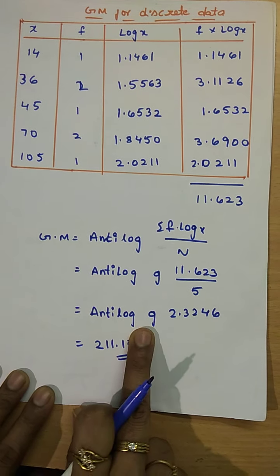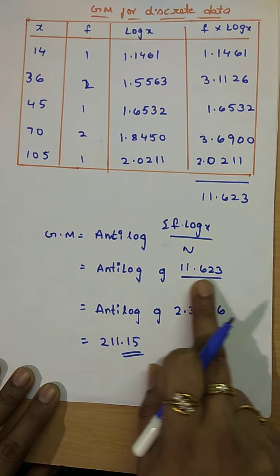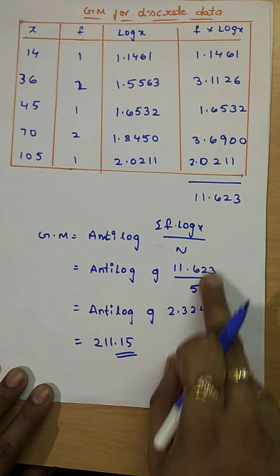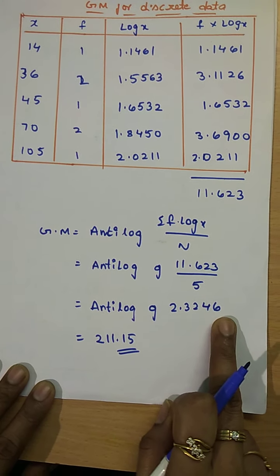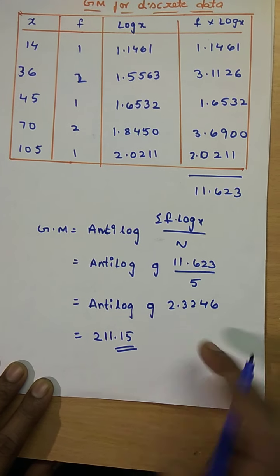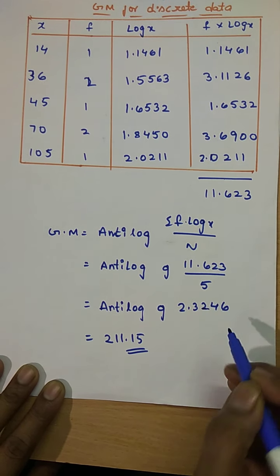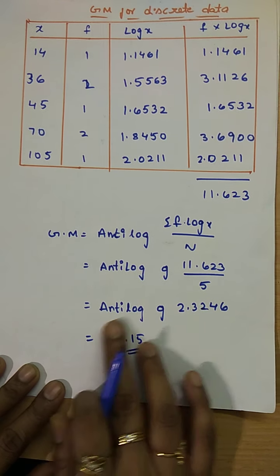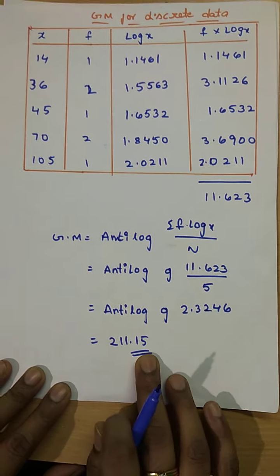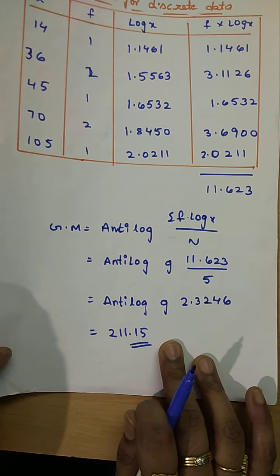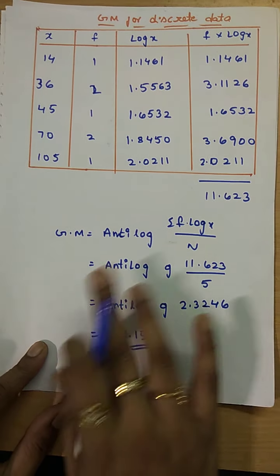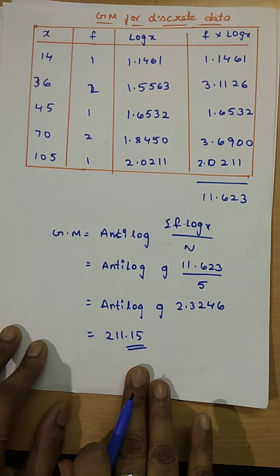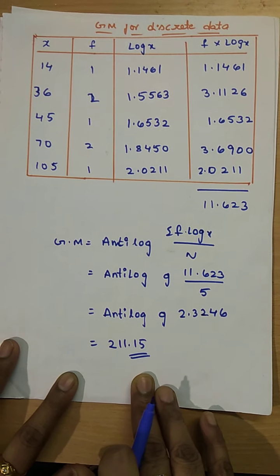Anti-log of 11.623 divided by 5, which is equal to 2.3246. The anti-log of 2.3246 is equal to 211.15. We can get the anti-logarithmic value from the calculator or the table also. So this is the method to find the geometric mean of discrete data.